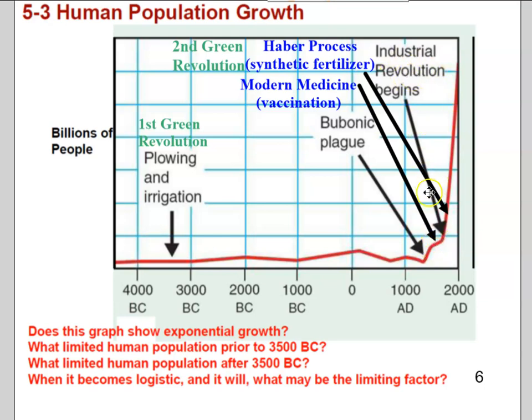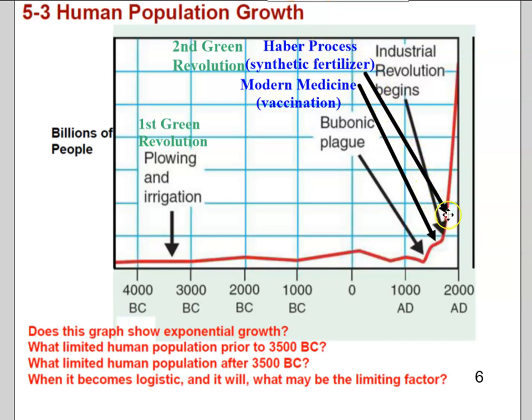And then we have the Industrial Revolution, which begins the manufacturing of all kinds of goods so that everybody has everything they need. And then we have the second green revolution that goes along with the Haber process, which is something that I brought up back when we were looking at the nitrogen cycle. This scientist named Haber came up with a process that was able to take nitrogen out of the air and use it to synthesize fertilizer. Because if you'll recall, nitrogen's a limiting nutrient. So the more nitrogen plants have, the faster they'll grow.